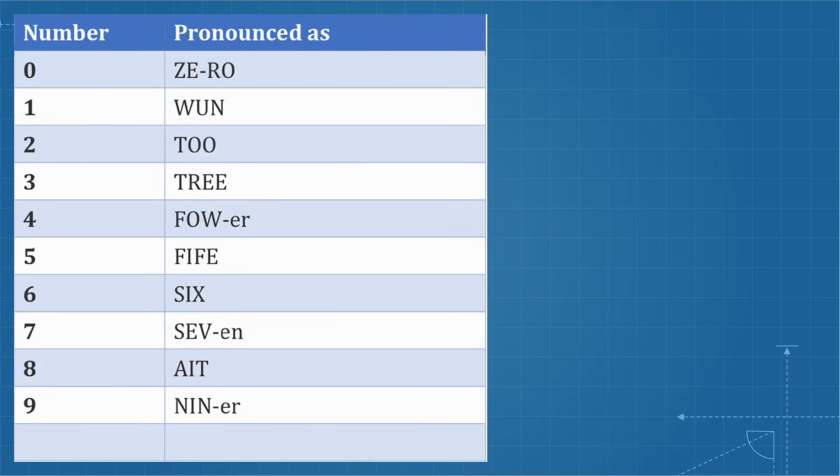Numbers are also included in the NATO phonetic alphabet, with 0 pronounced as zero, 1 as one, 2 as two, 3 pronounced as tree, 4 pronounced as fower, 5 pronounced as fife, 6 as six, 7 as seven, 8 as eight, and 9 pronounced as niner. This is also done in the name of clarity.